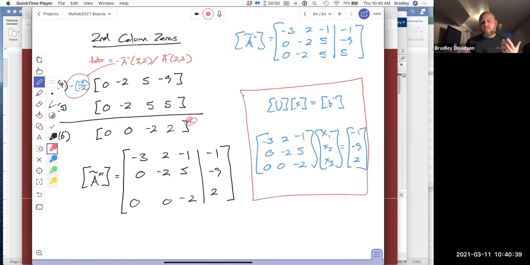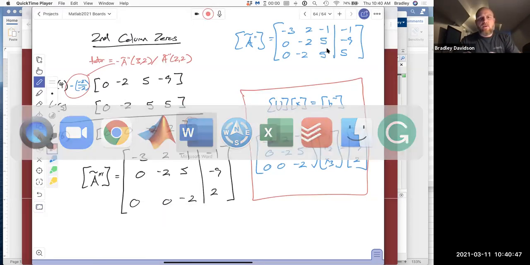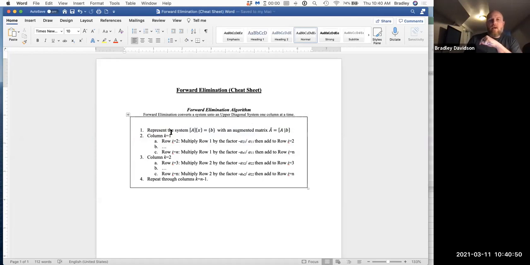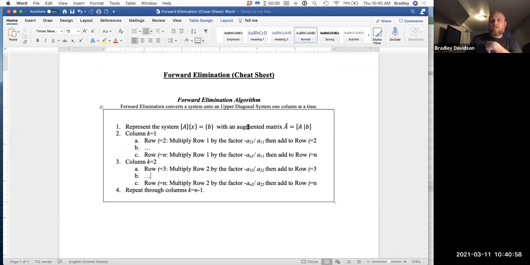Okay, so there's a systematic way that we're working through in this algorithm to be able to get this upper triangular matrix. And so on your cheat sheet that you'll find, this is the forward elimination algorithm, where we're representing a system as an AX is equal to B, and then we change that to an augmented matrix. And then we're going to work by column and by row. So starting with the column, that's your outside loop, and then your inside loop is by row, and you're multiplying row by this particular factor, and then you're adding it to the row that you're interested in. Okay, and working from row 1 to n.